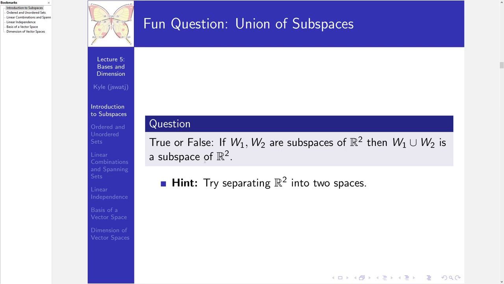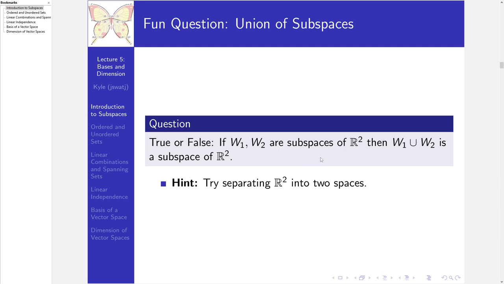You think this is true? I believe it's false. Yeah, I think it's false. You can separate R squared into X and Y, which, if you union those together.